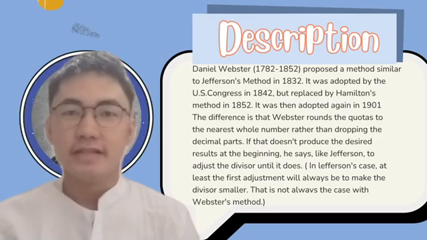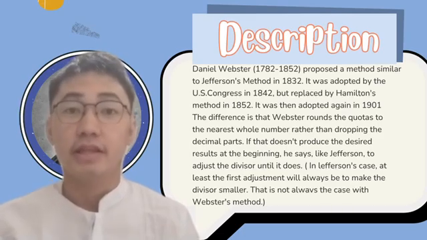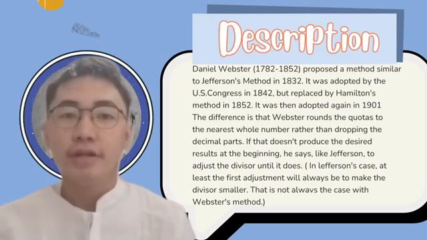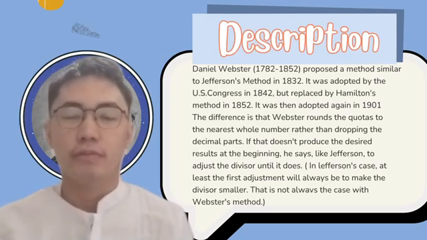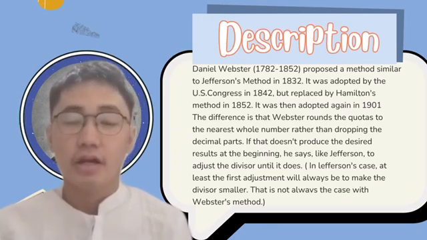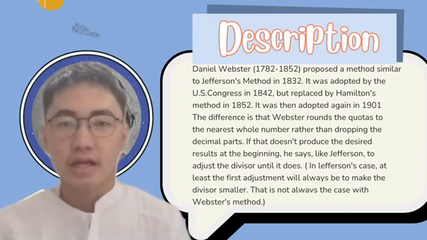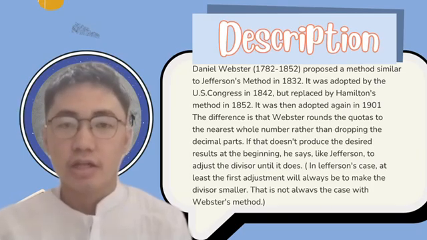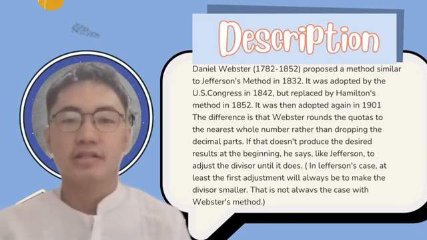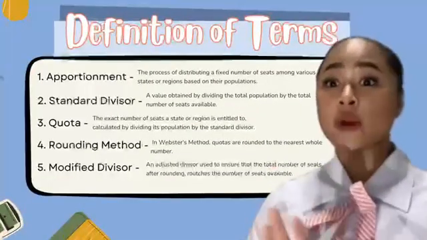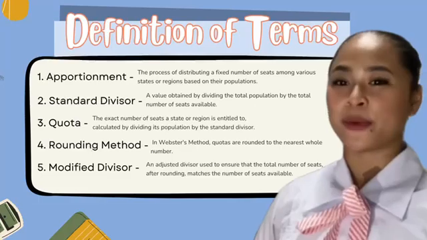The Webster method is a divisor-based apportionment system that allocates seats by dividing the total population by a common divisor and rounding the resulting quotas to the nearest whole number. Unlike the Jefferson and Adams methods, which round in a biased manner, Webster's method uses standard rounding rules, which makes it a more balanced approach to representation. If the initial allocation does not match the total number of seats, the divisor is adjusted iteratively until the correct total is reached. So before we go to the steps, let's understand some important terms.